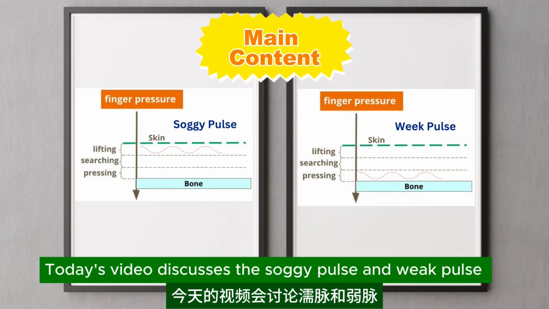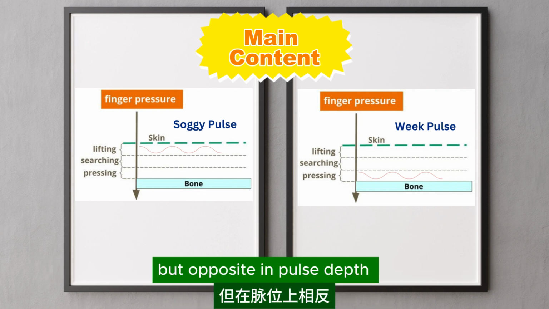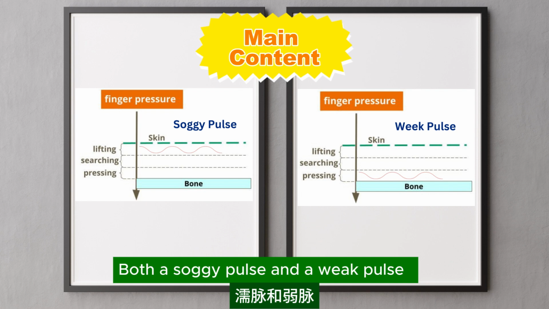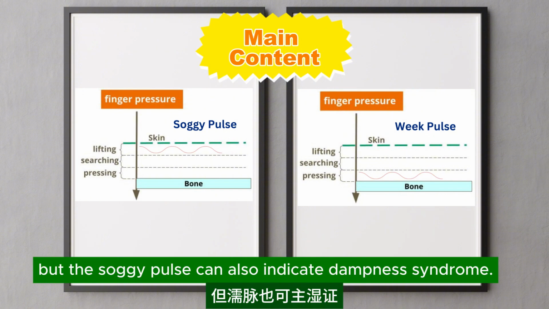Today's video discusses the Soggy Pulse and Weak Pulse, which are similar in pulse shape, force, and momentum but opposite in pulse depth. Both a Soggy Pulse and a Weak Pulse can indicate deficiency syndrome, but the Soggy Pulse can also indicate dampness syndrome.